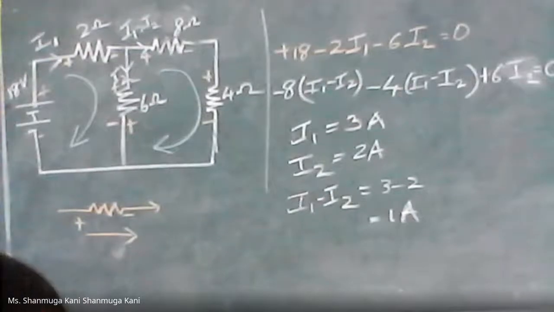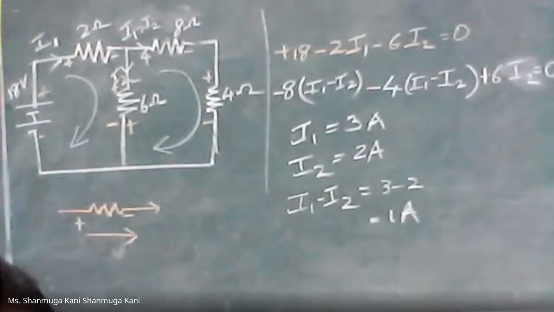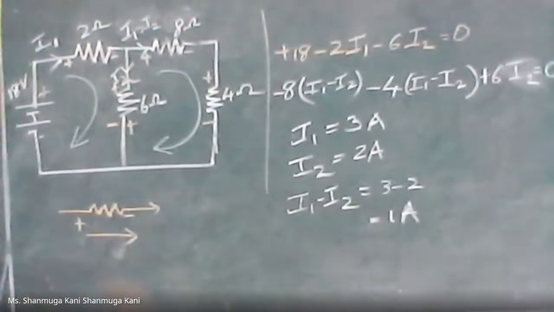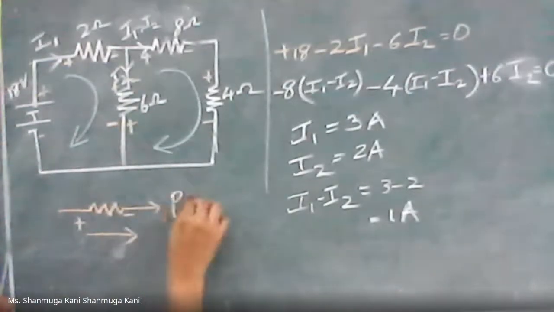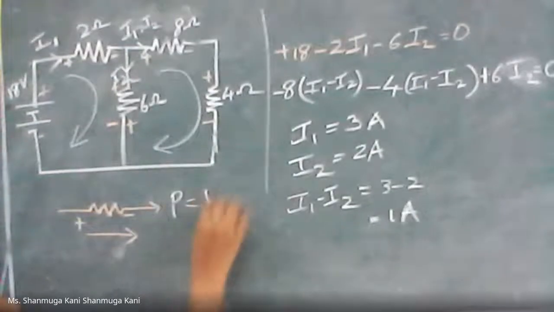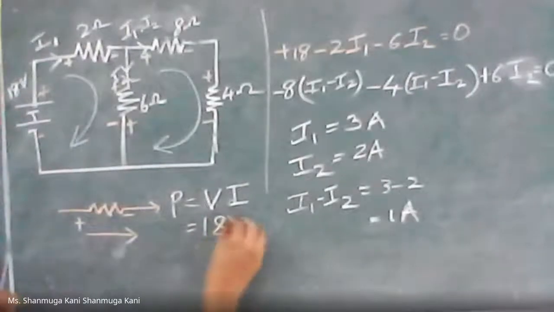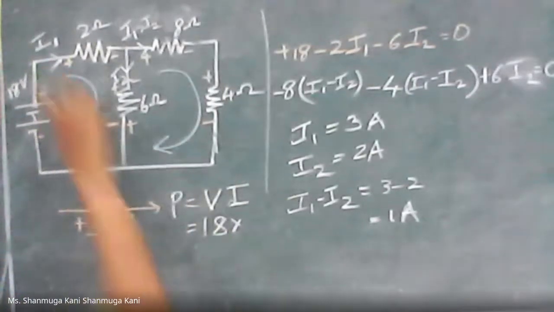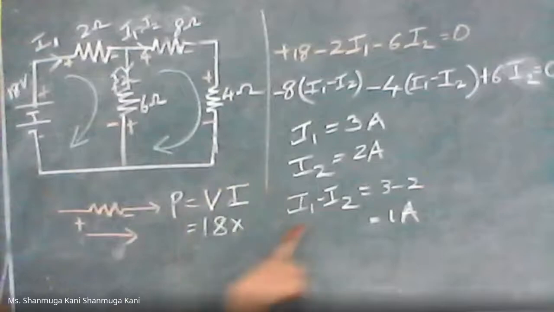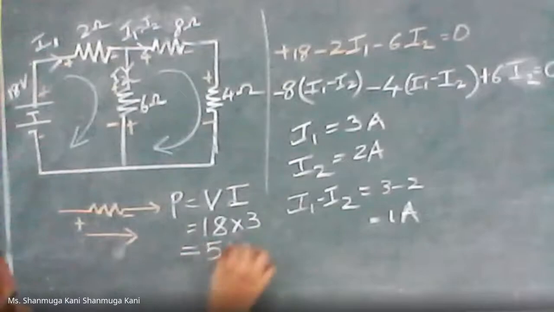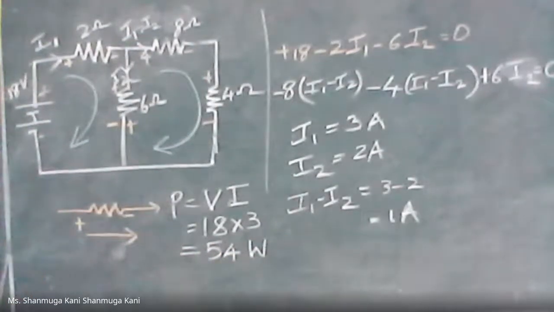And lastly, in this question they have asked, what is the power delivered by the battery? So in the battery source, what is the power delivered? What is the power formula? P is equal to V into I. So what is the voltage here? Voltage is 18 volts into the total current, which is I1. What is I1 current? It is 3. So 18 into 3 is 54 watts. Okay, this is how you have to solve your problem.